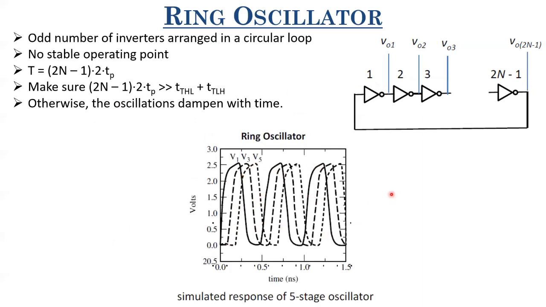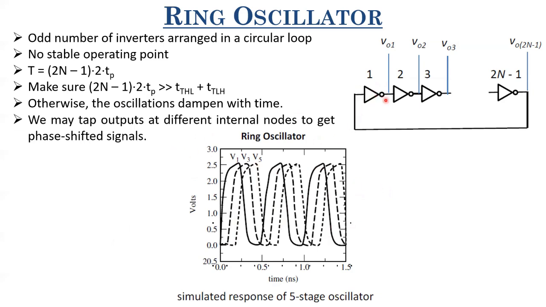So it would be a good exercise to find out the phase shift at VO1, VO2, VO3, and VO2n minus 1 as compared to VO1, right? So you can see that V1, V3, V5 are phase shifted with respect to one another. And this is how you get oscillations when you are working with the ring oscillator. So this can be used to generate a fixed clock with a particular time period, a particular frequency.